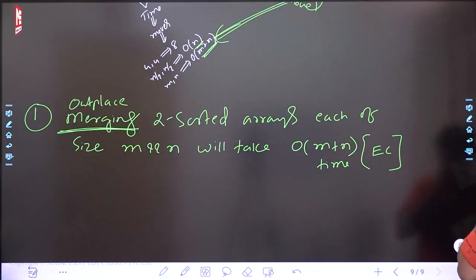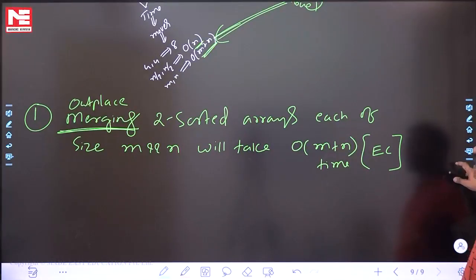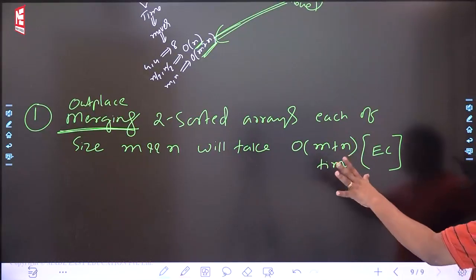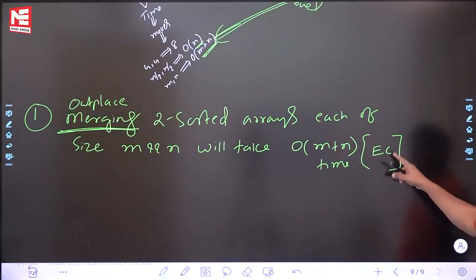I am thinking that you are a little bit comfortable, right? Let's go to one more interesting thing there. Let me explain that also. With this everything is completed. This is the only note which you have to take care of: outplace merging of two sorted arrays, each of size m and n, will take order of m plus n time, every case. It is not best case, it is not worst case, every case.